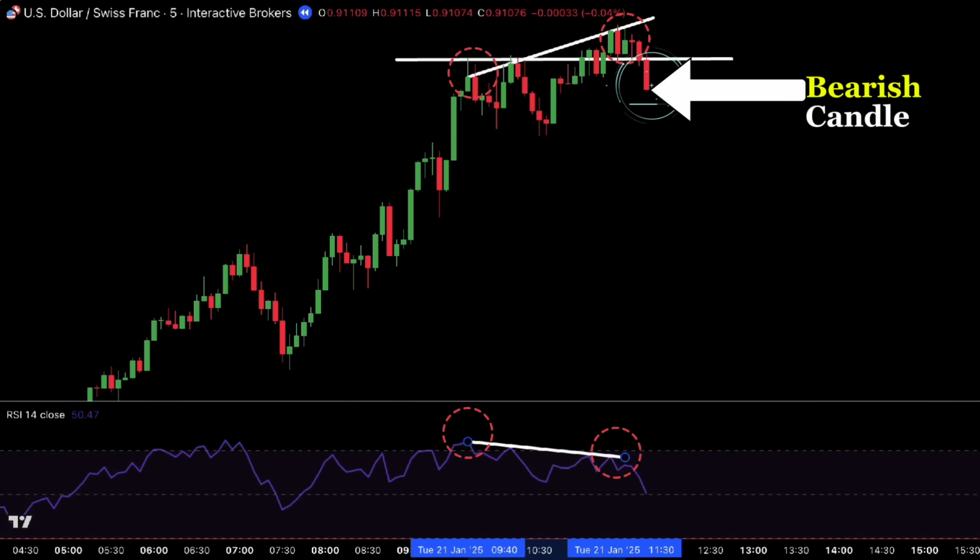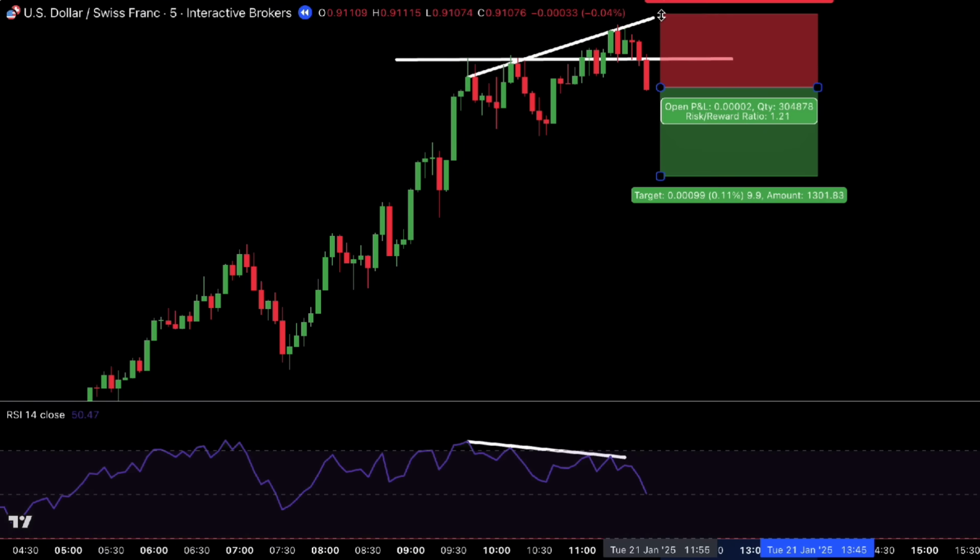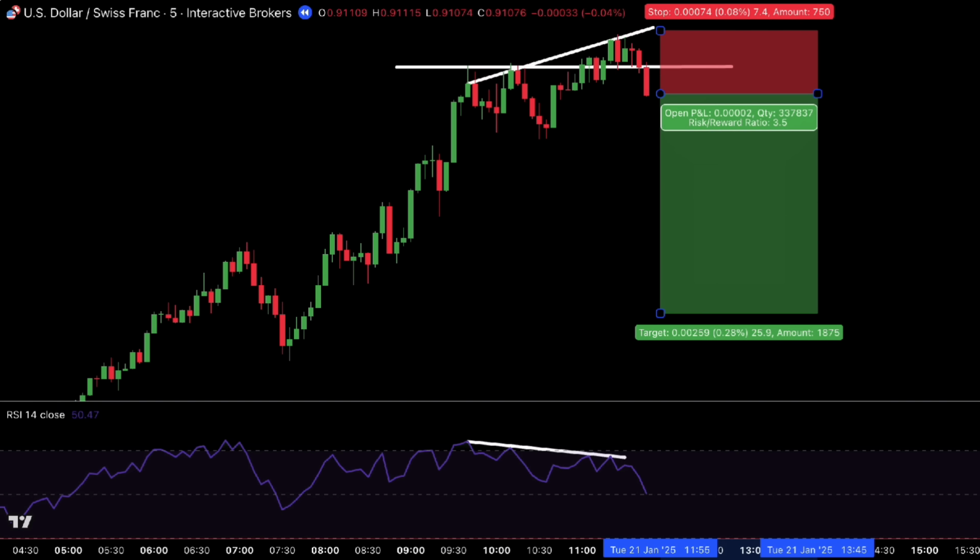Here's how to trade it. Entry, after the bearish candle closes. Stop loss, just above the liquidity sweep's high. Target, the next support zone, or a 1-to-3 risk-to-reward ratio.